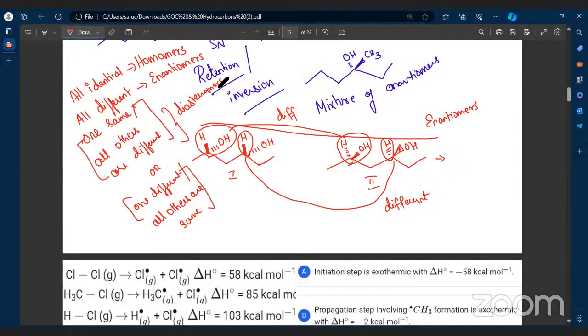Got it now, everyone? Clear with this question? Any doubts? This is how you have to find out whether they are homomers, enantiomers, or diastereomers. This is very important, because I spent so much time on this part. Clear, everyone? Any doubts? Okay, fine. Moving to the next question.